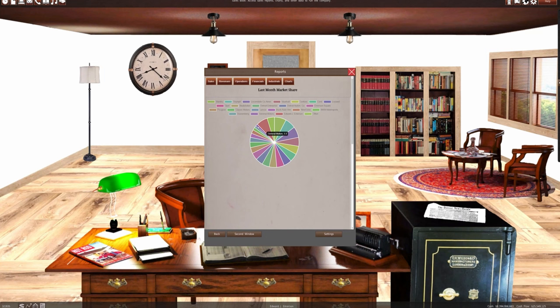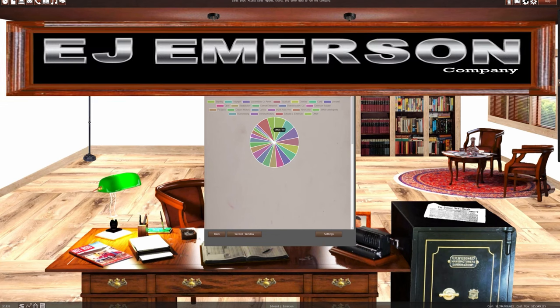Now, that's just for the larger companies. There are still a lot of smaller companies that are smaller than 1.3, and they're in this other category, so they make up 4.9% of the market share.